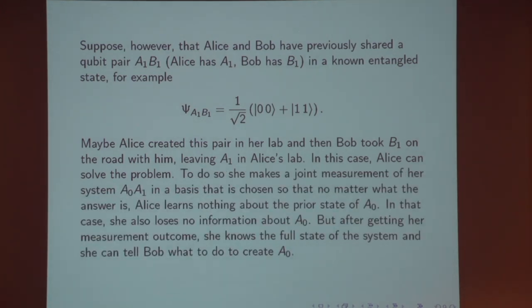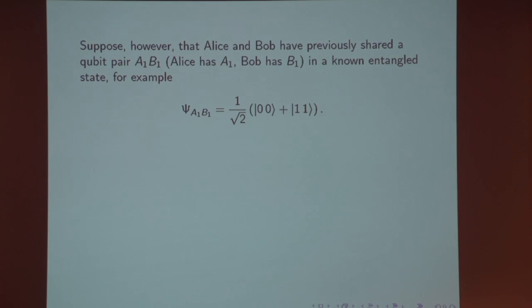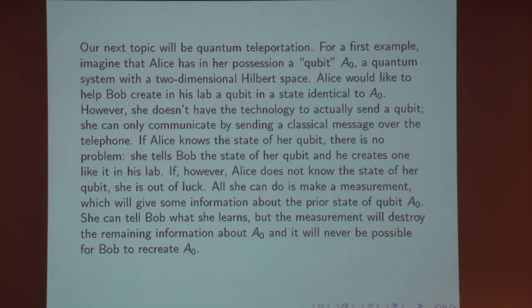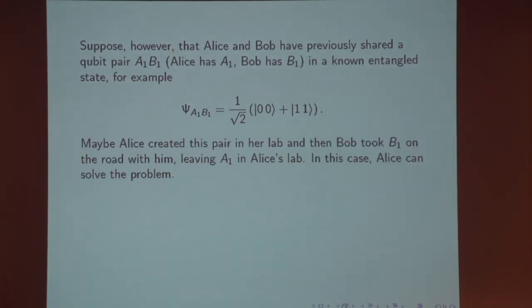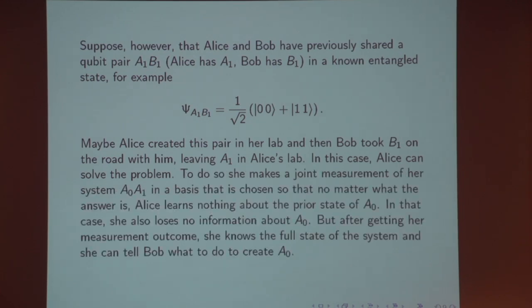To do this, Alice has now access to her unknown state A0, and also to a state A1, which is in this state together with Bob. To solve the problem, she makes a joint measurement of the system A0, A1 in a basis chosen so that no matter what the answer is, she learns nothing about the prior state of A0. But if she learns nothing, she also forgets nothing. She loses no information about A0.